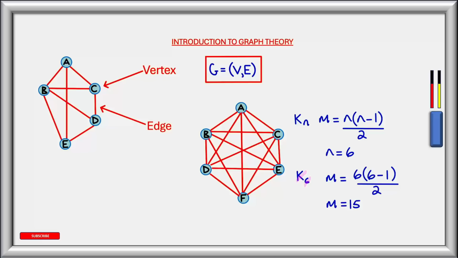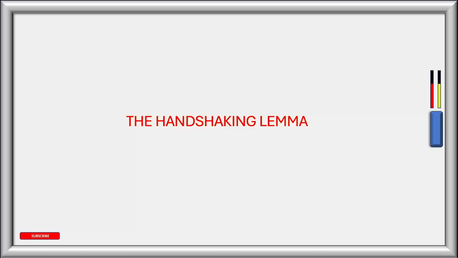To find the number of edges, we can use the formula where m is equal to n(n - 1)/2, where n is the number of vertices and m is the number of edges. In this case, n is equal to 6, and therefore m is equal to 6(6 - 1)/2, so m is equal to 15. Without counting and using this formula, we can tell that the graph has 15 edges in total.